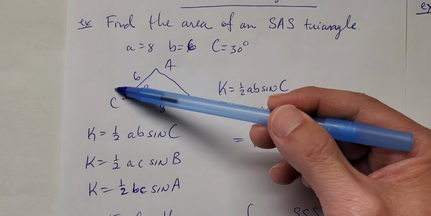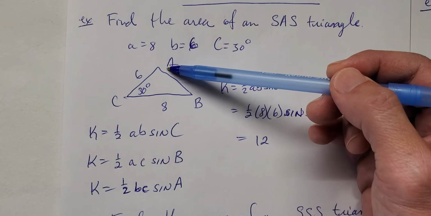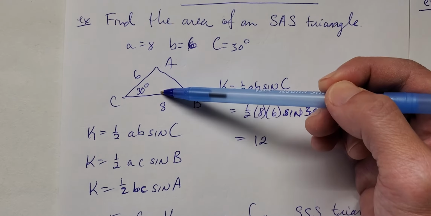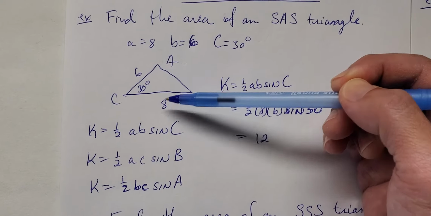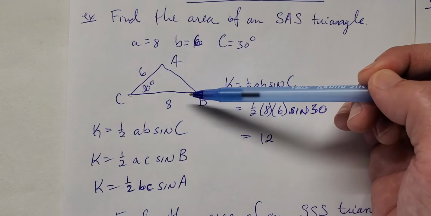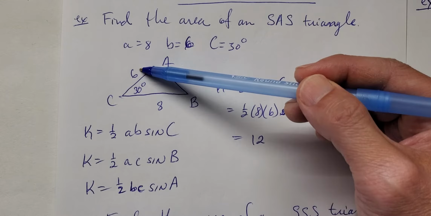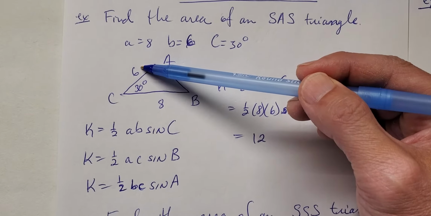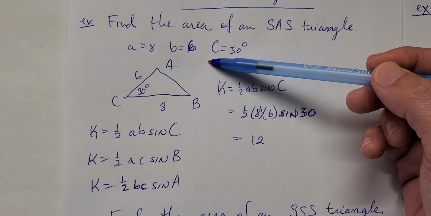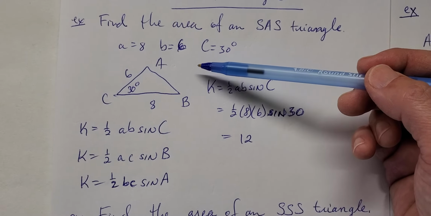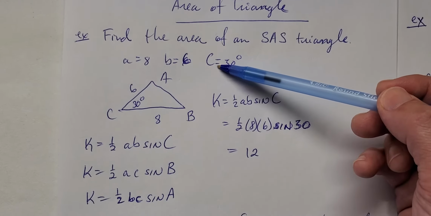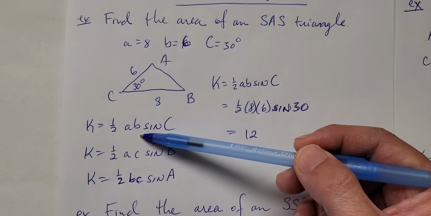So one more time, here is big C, 30 degrees. Here's big A. Across from big A, or on the other side of A, will be little a. Same thing with B. Here's big B. Across from B, or the other side of B, will be little b. Okay? Or little b equals 6. So given the information, we're trying to find the area of side, angle, side. So given little a, little b, big C, we're using this equation right here.